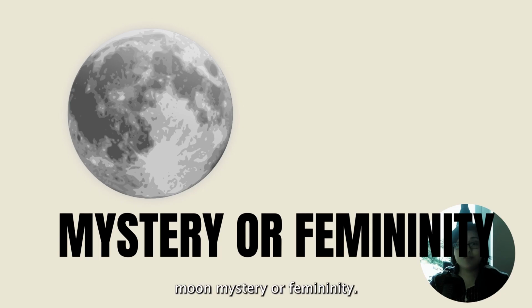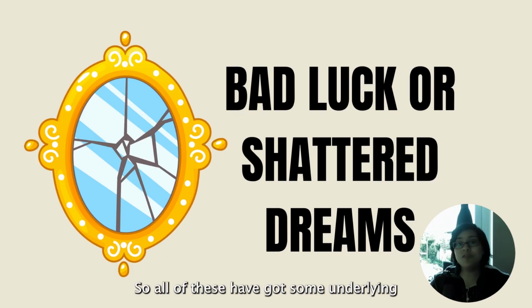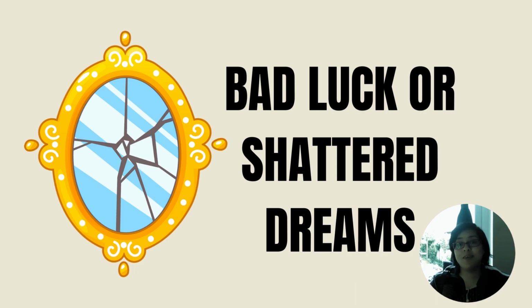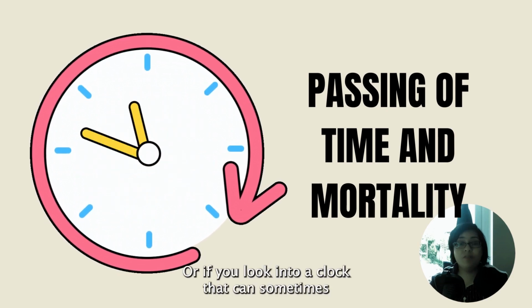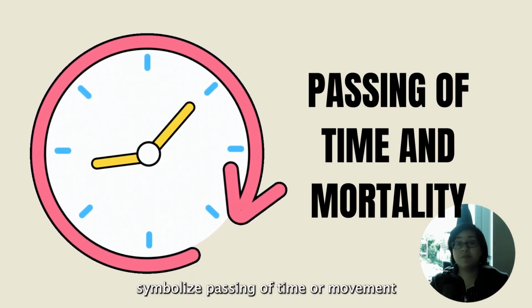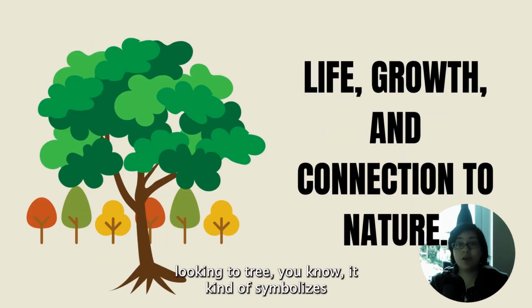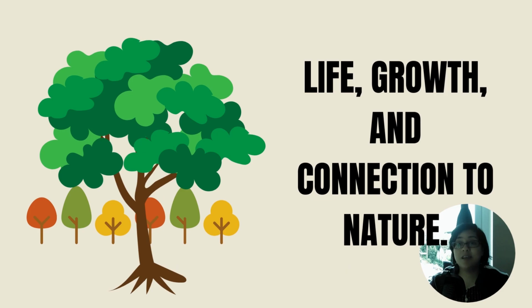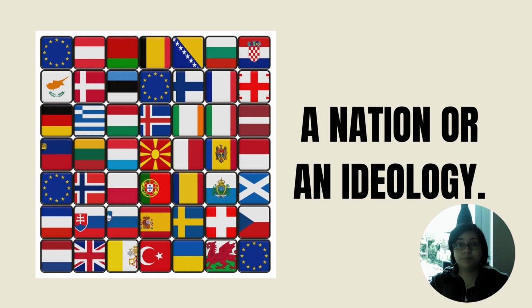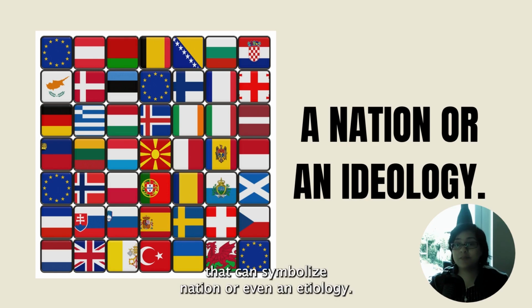The moon, mystery or femininity. So all of these have some underlying meaning. Like a broken mirror can symbolize bad luck or shattered dreams. Or a clock can sometimes symbolize the passing of time or mortality. A tree symbolizes life, growth, and connection to nature. Flags can symbolize a nation or even an ideology.